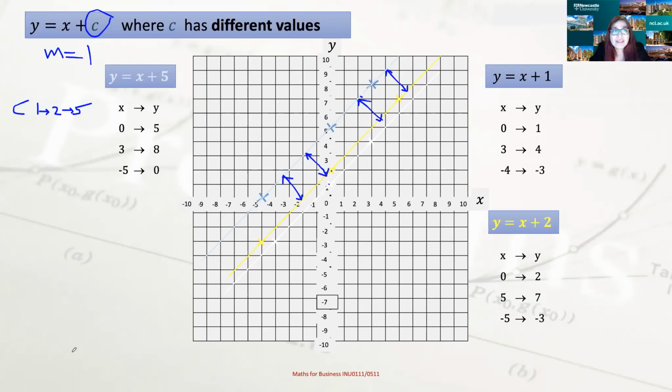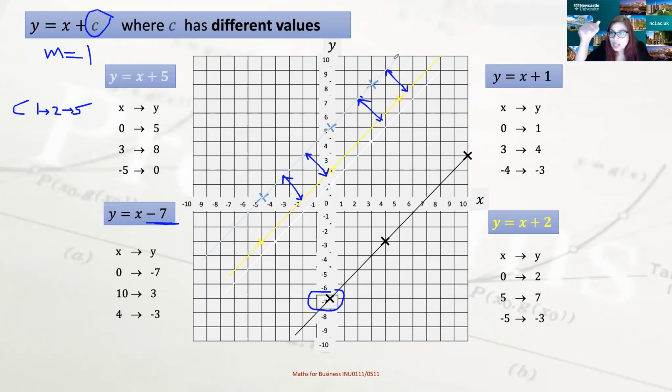So as we increase the c value, what do you see? The line goes upper and upper along the y direction. And what happens when you decrease it? Look at that. Now the straight line crosses the y-axis at -7. It's gone down along the y-direction. But still, at each point, if I take the blue line and the black line, they are equidistant from each other. Can you see? It's like the railway track.